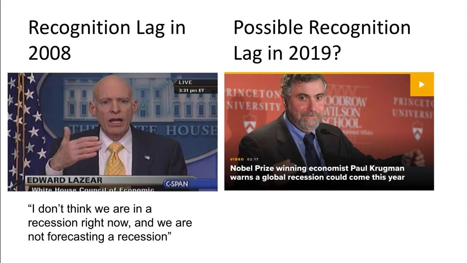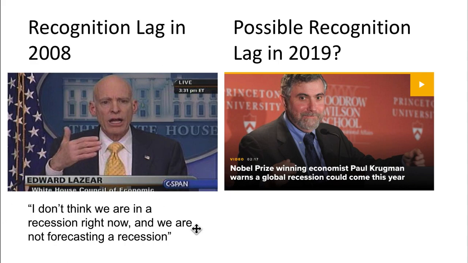Of the different lags, the one most interesting to me as a historian is this recognition lag, that we as historians and economists recognize that 2007 was the beginning of the Great Recession, when the housing market collapsed and led to the Great Recession that we see today. Back in 2008, a whole year after the housing market collapsed, we still had economists saying, I don't think we are in a recession, we are not forecasting a recession.